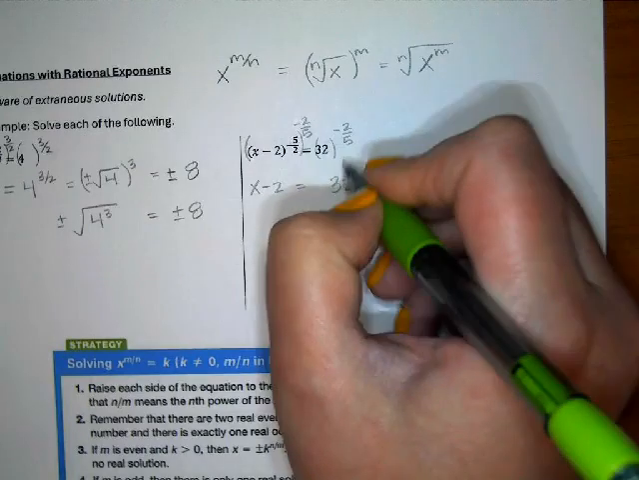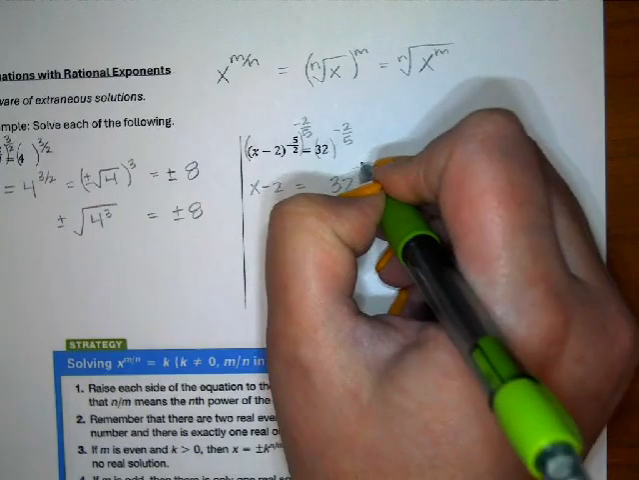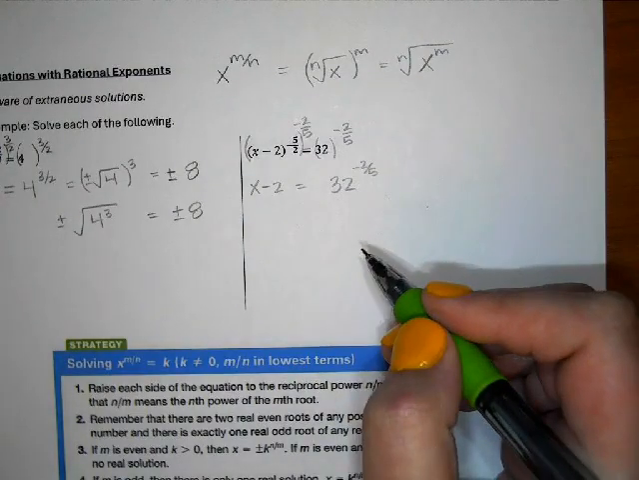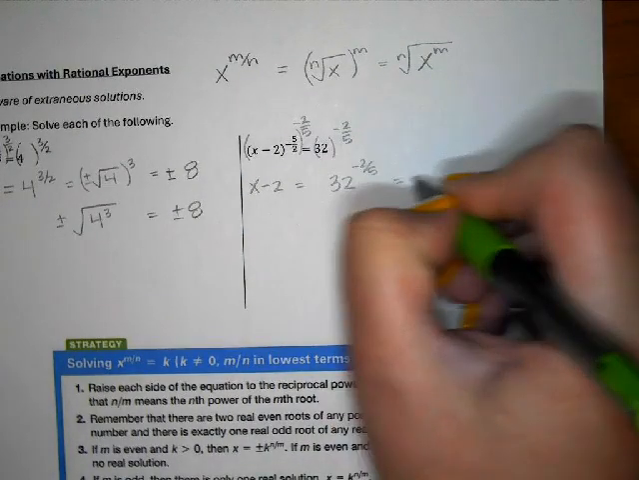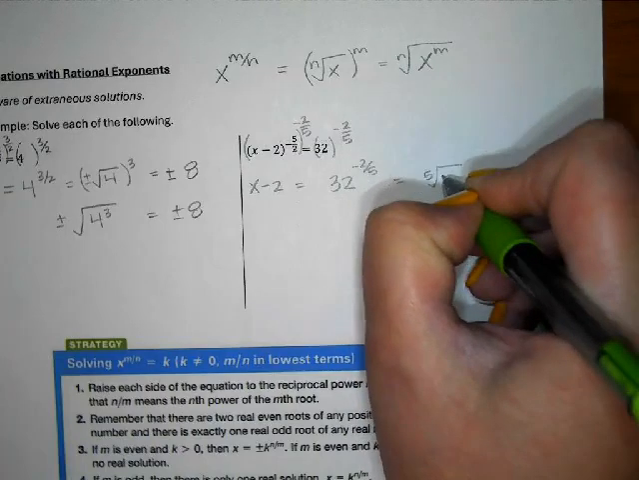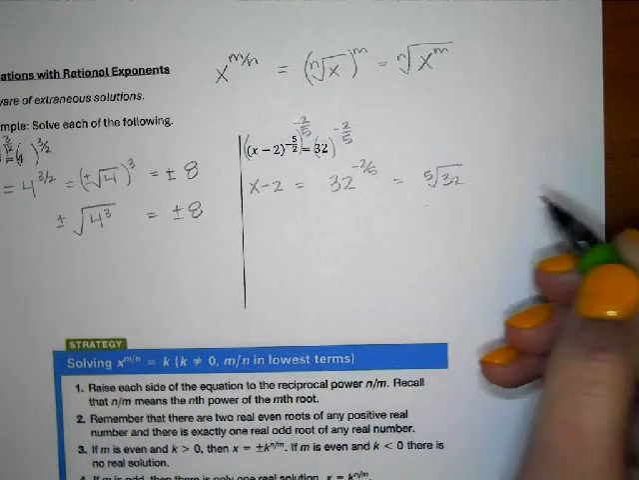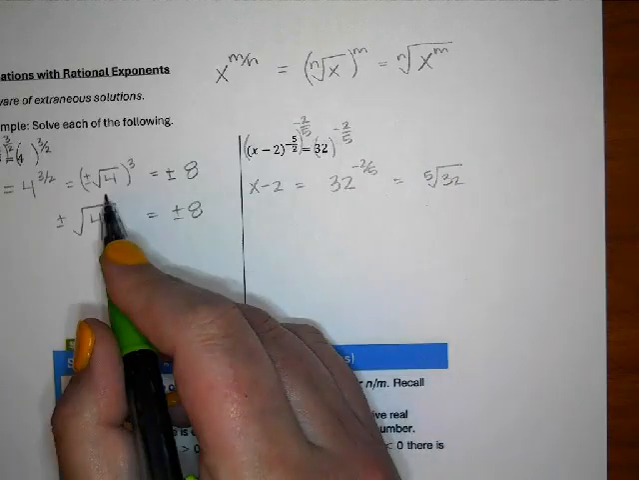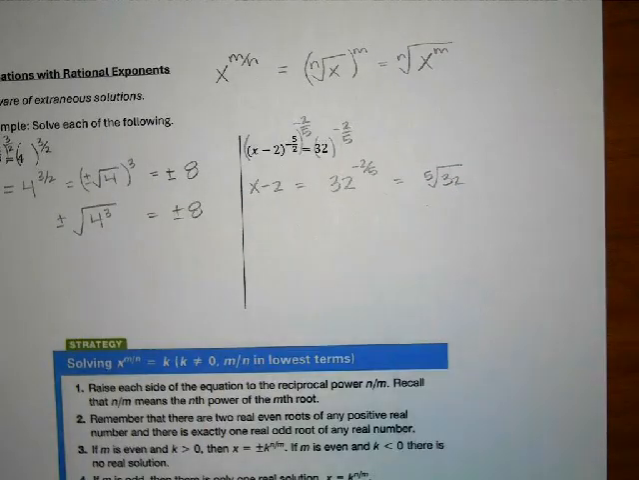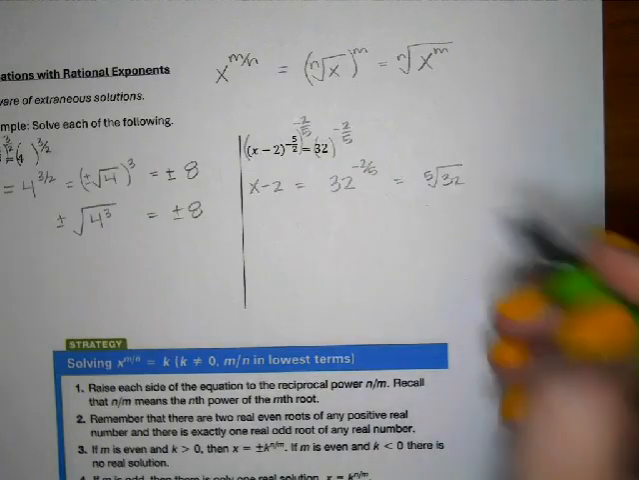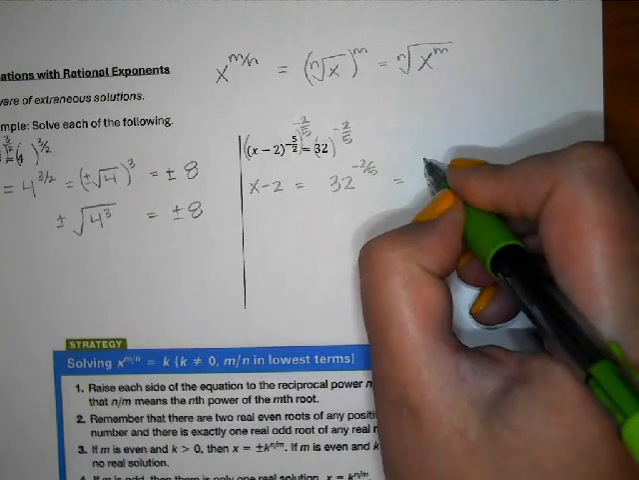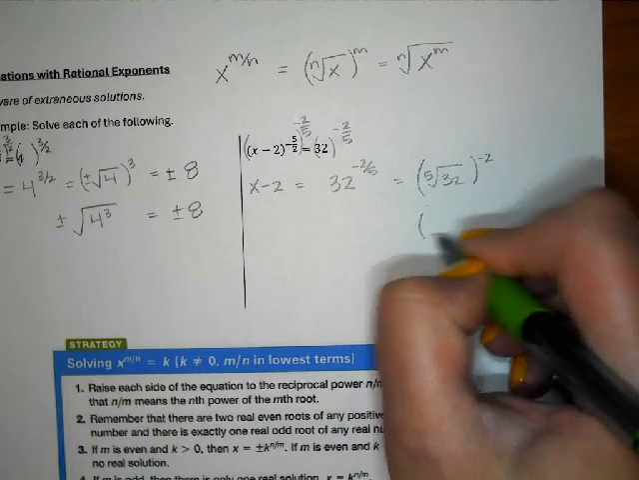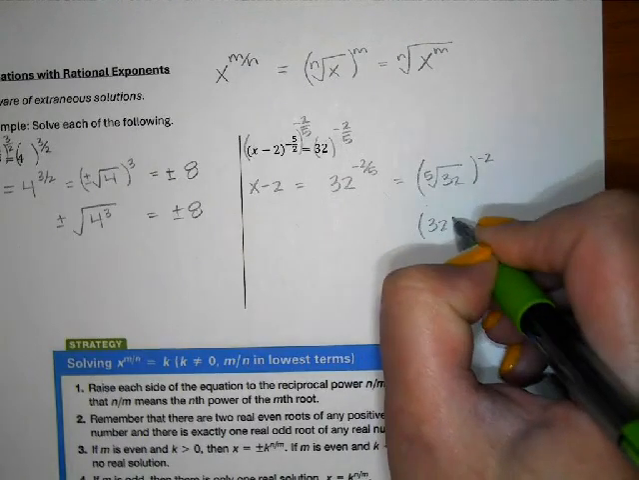I can do the 5th root of 32, and I don't have to do a plus or minus because this is an odd root. I only have to do plus or minus if I have an even root: square root, 4th root, 6th root. So I have the 5th root of 32, and then I can raise it to the negative 2nd power. Or I could do 32 raised to the negative 2nd power, and then take the 5th root of all of that. So again, this is going to be easier for my brain.